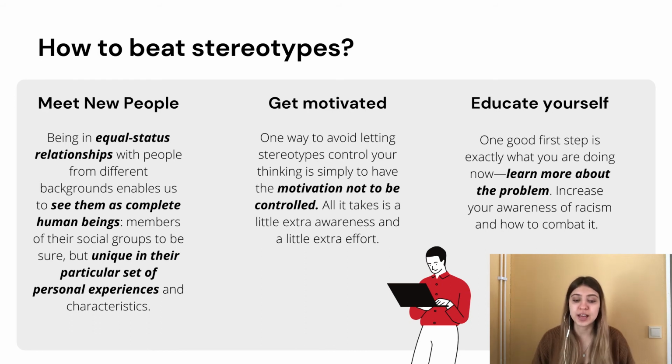Being in equal status relationships with people from different backgrounds enables us to see them as complete human beings, members of their social groups to be sure, but unique in their particular set of personal experiences and characteristics. Yes, we are all identified with certain groups. I'm Russian, so I'm gonna be identified anyway with Russian people, with Russian culture. I cannot avoid it. So the stereotypes which concern my country gonna concern me as well. However, I'm a complete human being who has my own experience, my own values, my own beliefs, my own character.